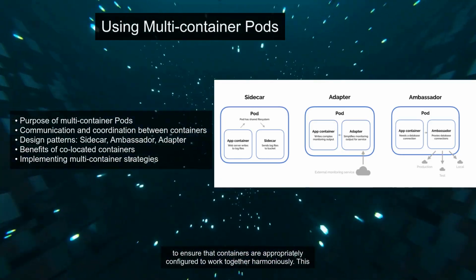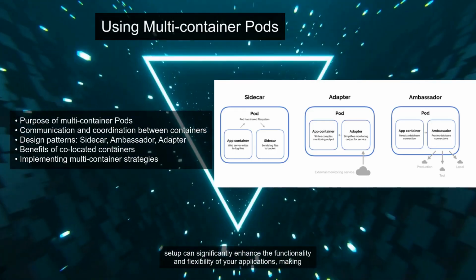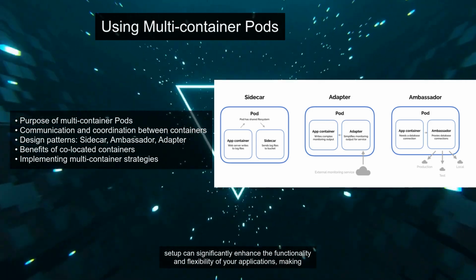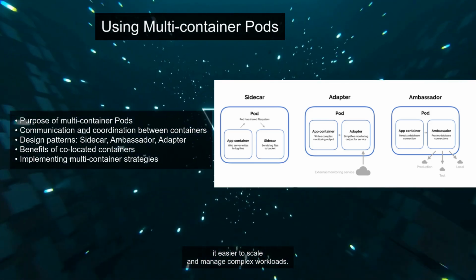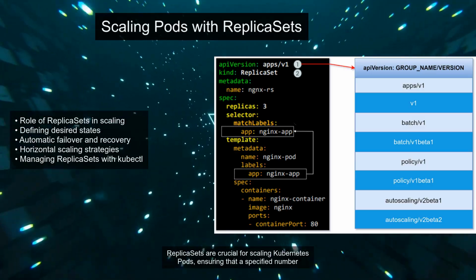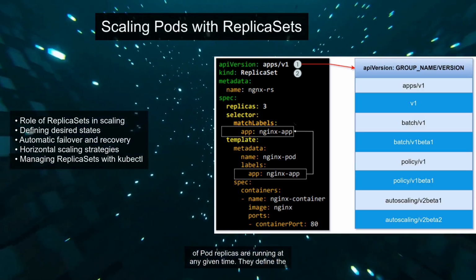Co-located containers can share storage and network resources, leading to reduced latency and improved performance. Implementing multi-container pods requires careful planning to ensure that containers are appropriately configured to work together harmoniously. This setup can significantly enhance the functionality and flexibility of your applications, making it easier to scale and manage complex workloads.